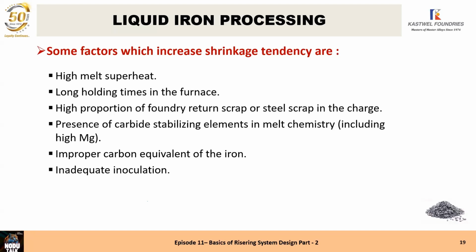So: high metal superheat, unnecessarily long metal holding in the furnace, high proportion of foundry returns, scrap or steel scrap in the charge makeup, presence of carbide stabilizing elements in the chemistry, including high magnesium residual left after the magnesium treatment, and improper carbon equivalent of the iron. Please remember that the carbon and silicon shown by the spectrometer are not quite so accurate as far as carbon equivalent calculations are concerned. We take them as very approximate values. The carbon is best determined by the carbon sulfur analyzer.